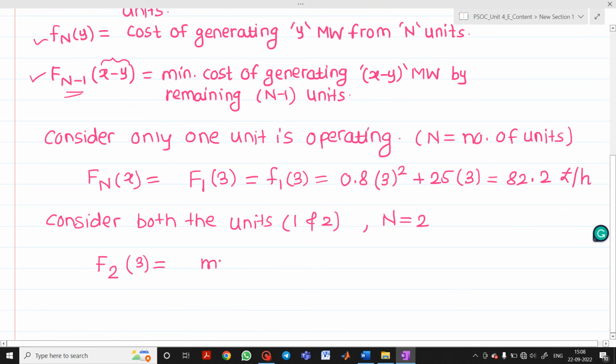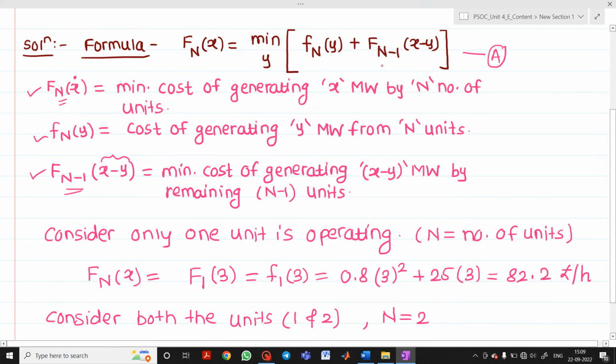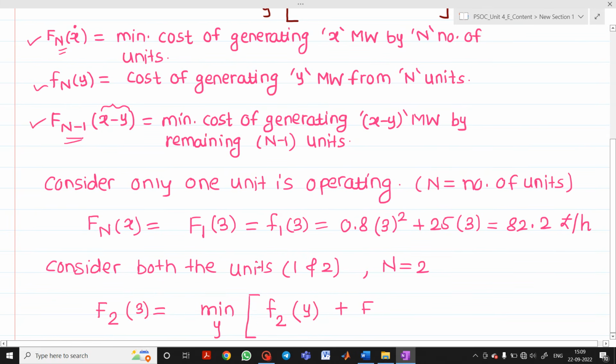Here the formula is minimum of y, then small f suffix n, so 2, of y, plus capital F, please see the formula, n minus 1. So what will it be? 2 minus 1, it will be 1, into bracket x minus y, that is 3 minus y.